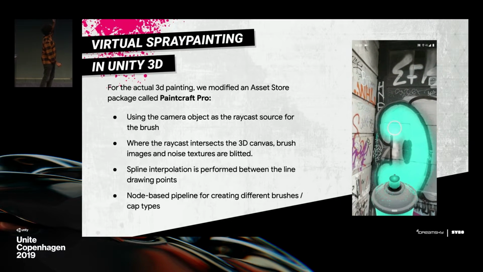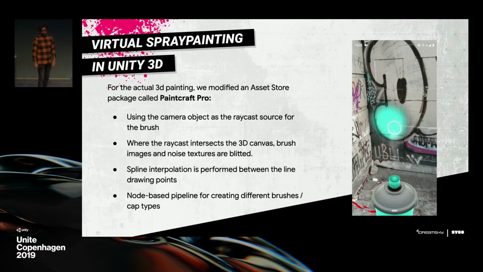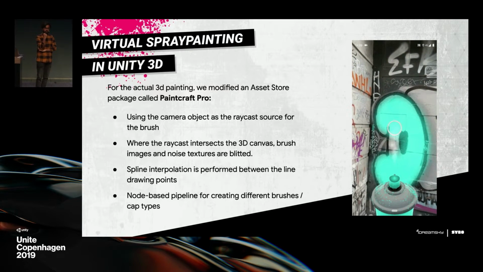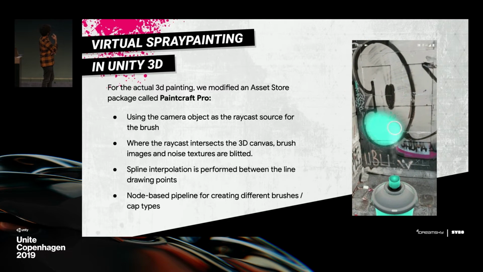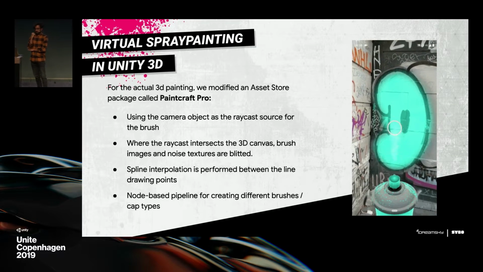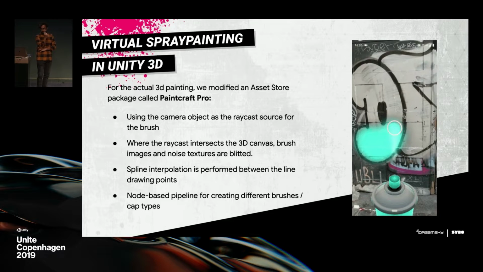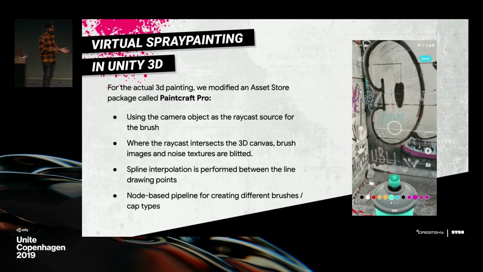So, coming now to actually virtual spray painting in 3D using Unity, how do you actually spray paint virtually? With Unity, there's the asset store, which is a treasure trove of handy things you can just plug into your project. We found this package called Paintcraft Pro that is by and large used for coloring book apps and lets you paint on 3D objects in 3D space. We found this to be a good starting point, and we had to modify it a little bit.